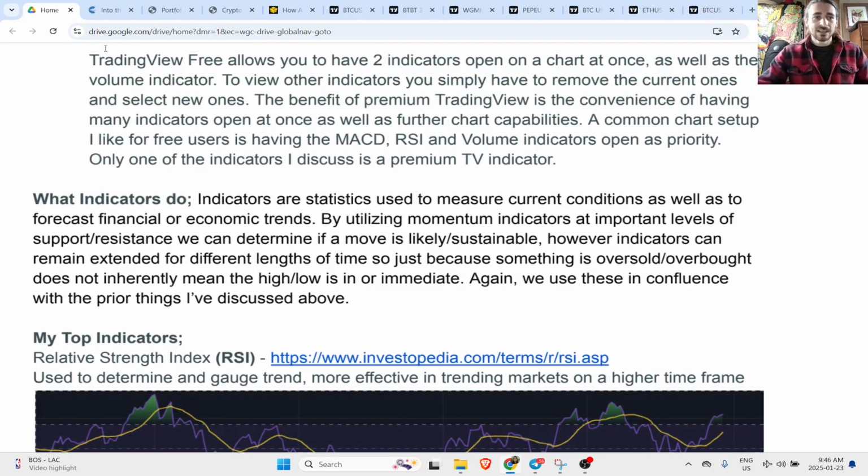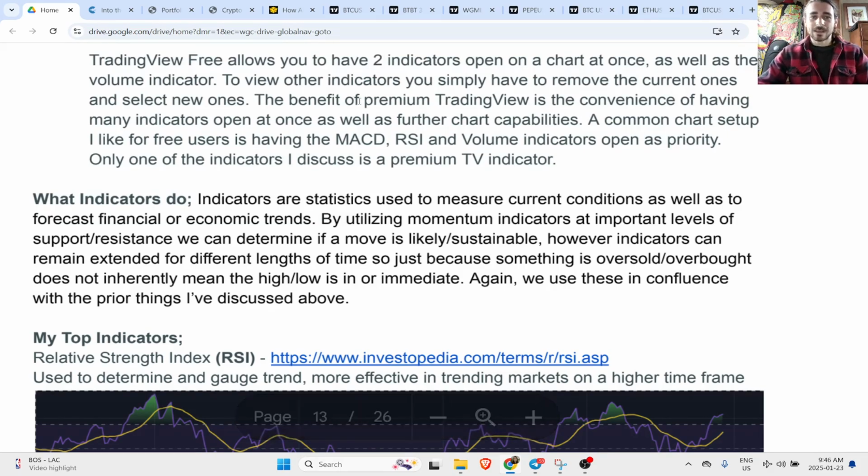We do see TradingView Free allows you to have two indicators open at once, as well as the volume indicator. That doesn't seem to register as one. So generally you're able to have two indicators and the volume indicator on your chart at once. So it's enough information, and if you do want to use other indicators, you just have to remove the ones that you have actively open and then replace them with other ones.